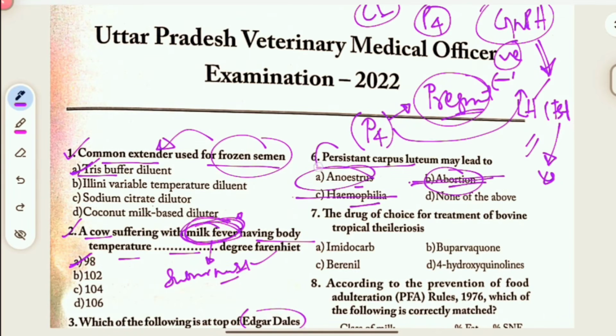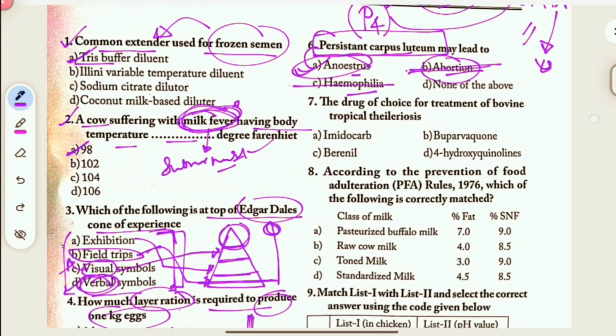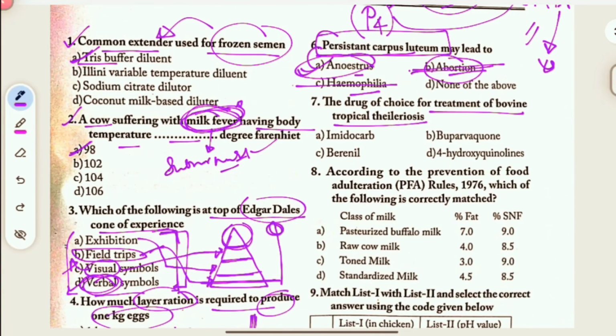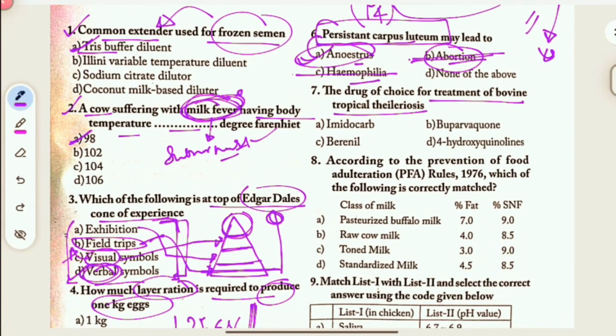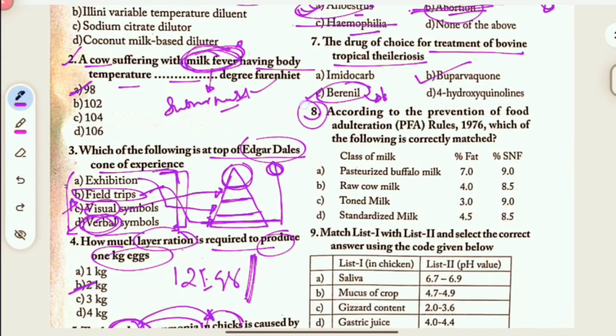So therefore, this persistent corpus luteum leads to anestrus. So the correct answer for this question is anestrus, that is option E. Now, the drug of choice for the treatment of bovine tropical theileriosis. So the correct answer for this is buparvaquone, whereas berenil is used for treating babesiosis. So this is a very tricky question.